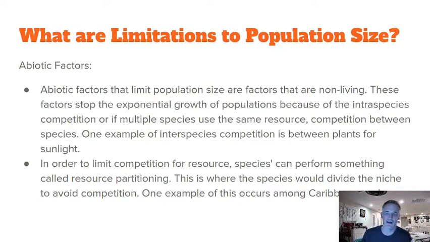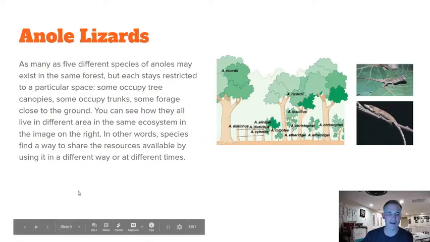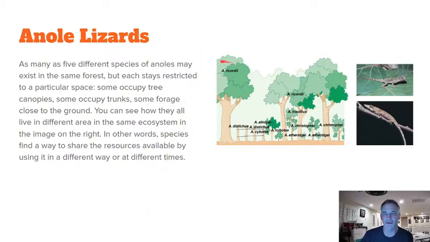So let's take a look at this diagram on the next page, and I'll explain it a little further. If you're taking a look, and I'm going to grab my pointer here, the A here is for the anole lizard, but you have different species. The genus is the anole, and then you have these different species that are found in different locations. Really, we have about 5 different species that may exist in the same forest. However, how are they able to survive and cut down on the competition? Well, they stay restricted to a particular space.